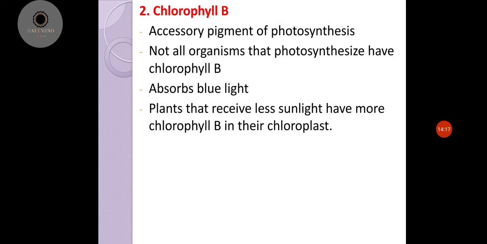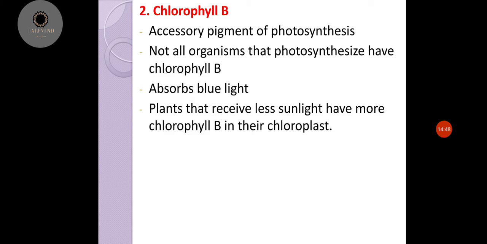How about chlorophyll B? It is an accessory pigment of photosynthesis. Not all organisms that photosynthesize have chlorophyll B. So, hindi siya masyadong needed ng lahat ng plants or photosynthetic organisms except for those organisms na hindi sila masyadong nakakatanggap ng sunlight.